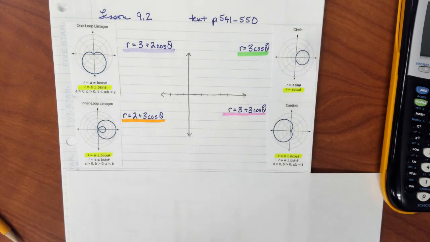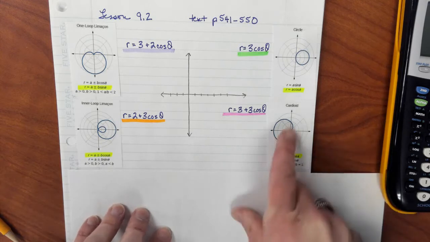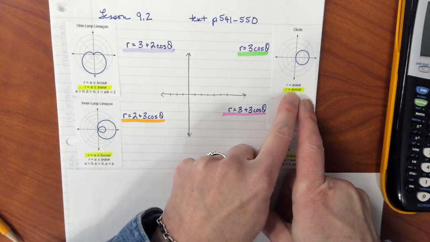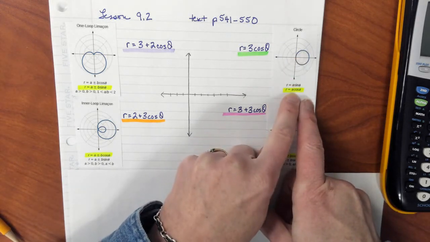All right, so I'm going to start with what I have labeled over here as the circle. Now, if you remember from 9.1, I said that you had simple equations, and that was when it said r equals 3. Well, that means that you have a radius of 3, and the center is at the origin, or the center pole. So now I'm going to give you an equation that says r equals some value cosine theta or sine theta.